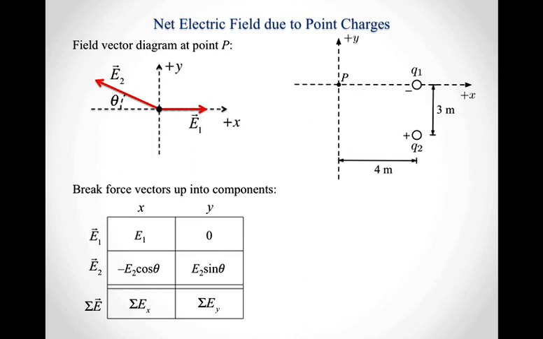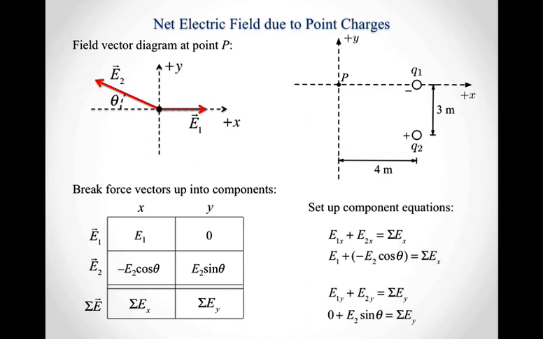I don't know anything about the net electric field, so I'm going to choose to leave that vector in terms of its x and y components, which is what I've done in my table. I use the table to set up my two equations. And again, I know that the equation on the left is going to give me my x component equation.